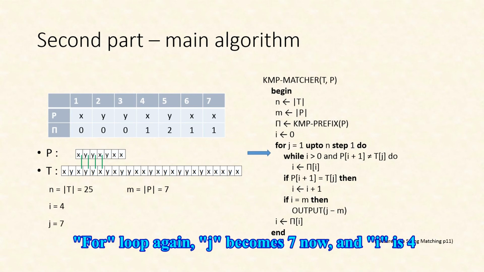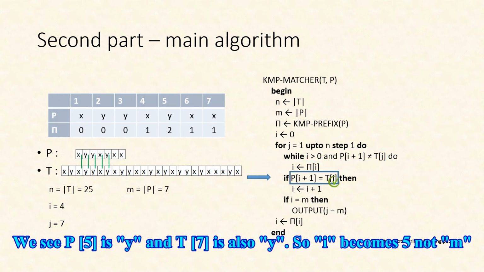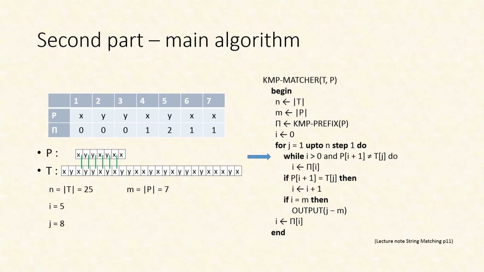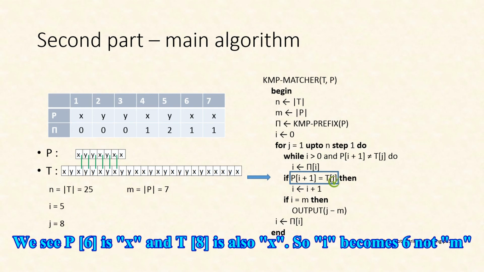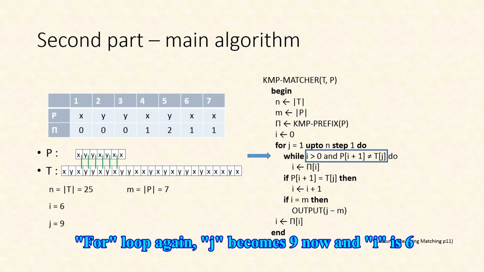For loop again. j becomes 7 now, and i is 4. We see p5 is y, and t7 is also y, so i becomes 5 now, not m. For loop again, j becomes 8, and i is 5. We see p6 is x, and t8 is also x, so i becomes 6 now, not m. For loop again, j becomes 9 now, and i is 6.